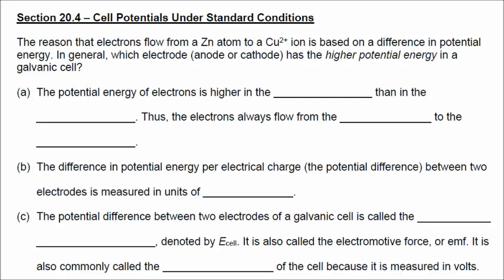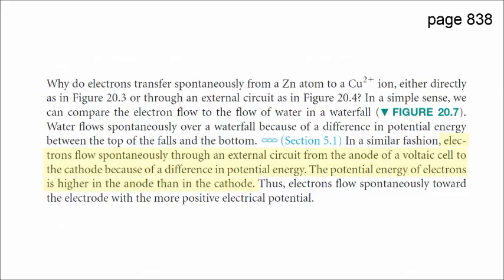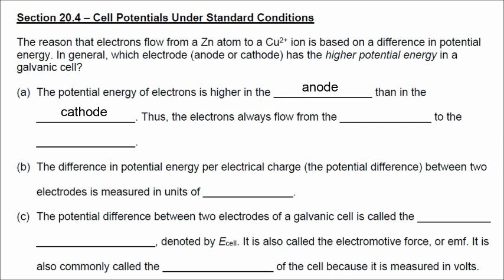So we know that the electrons flow from zinc to copper in the galvanic cell. In general, which electrode has the higher potential energy in a galvanic cell, the anode or the cathode? Well, as it says here on page 838, electrons always flow spontaneously from the anode to the cathode because of a difference in potential energy. The potential energy of electrons is higher in the anode than in the cathode. Thus, the electrons always flow from the anode to the cathode.